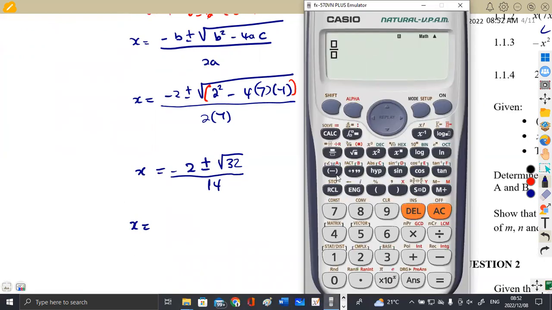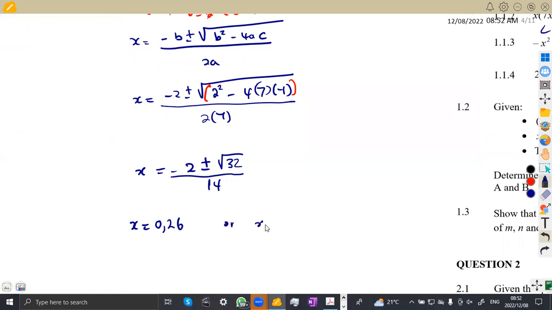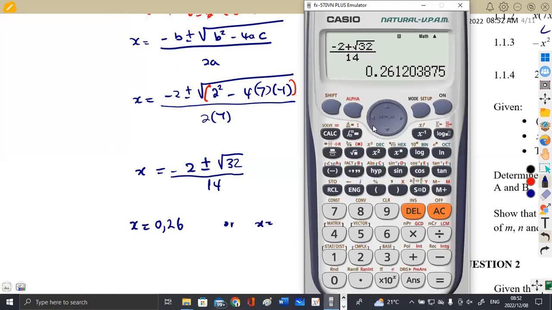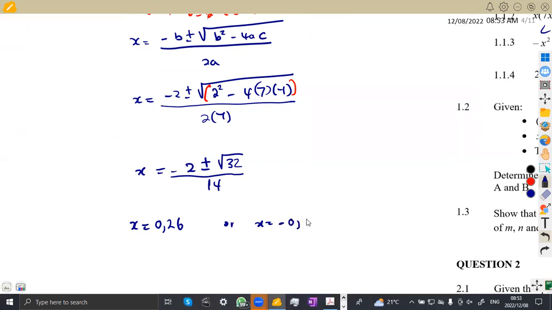So you're going to have a fraction, negative 2 plus the square root of 32, everything over 14, which will give us a decimal of 0.261. But to 2 decimal places, the 1 cannot change the 6, so it will be 0.26. Or x is equivalent to, we do the same here, we have to interchange that to a negative. So we put a negative here, which is going to be negative 0.546, and the 6 is going to change, which is 0.55. So it's negative 0.55 to 2 decimal places.